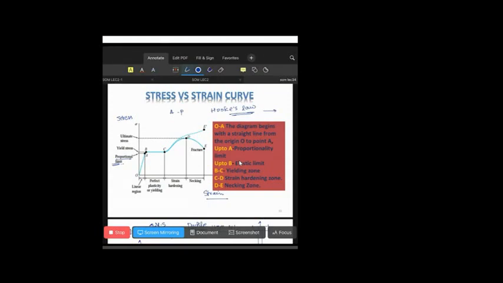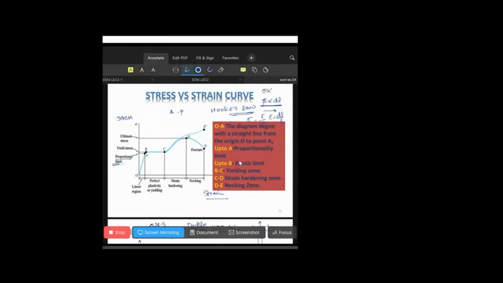Please try to understand this logic. Your load will be proportional to deformation. Load will be proportional to deformation, and force is proportional to deformation. If I divide the force by a constant entity, that is A, it will become stress. And if I divide this change in length by a constant entity, that is length, what will I get? I will get strain. So up to a point, your stress will be directly proportional to strain.